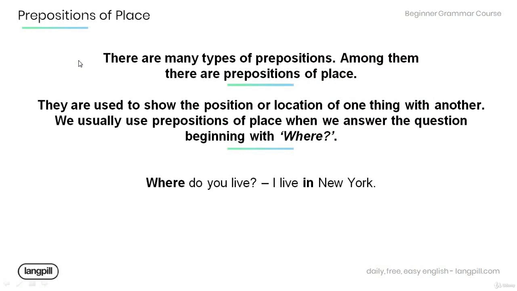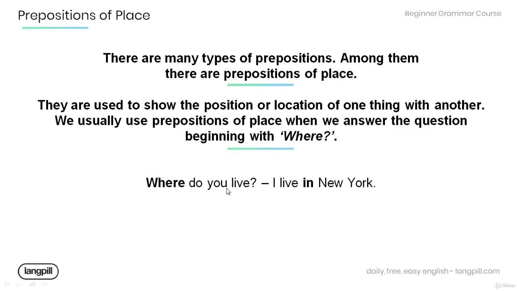Now, there are many types of prepositions, and among them are prepositions of place. They are used to show the position or location of one thing with another. Note that we usually use prepositions of place when we answer the question beginning with where. Have a look at the example over here.